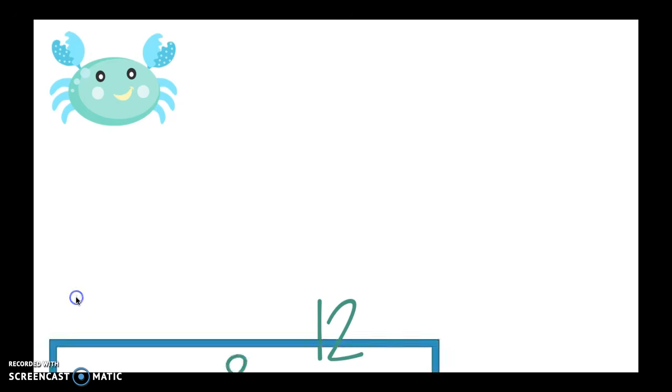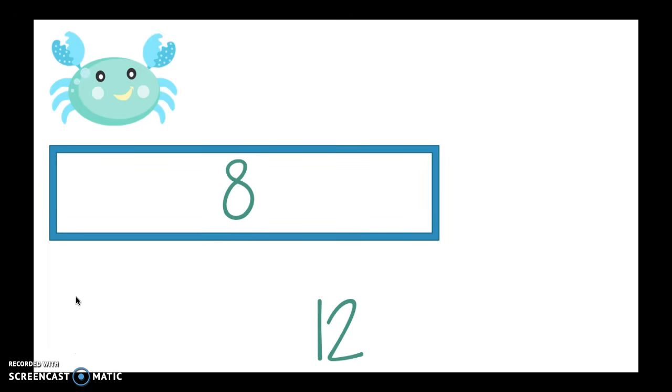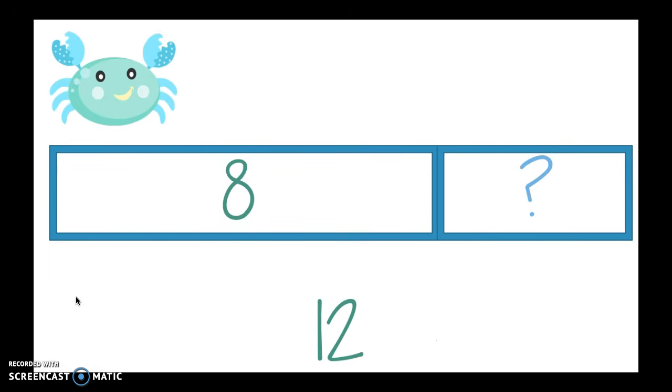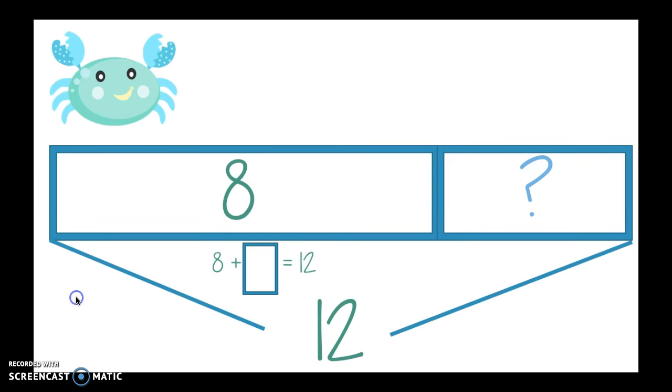So here's Krabby. Krabby needs to write 12 letters, and he already did 8. Do you see how I didn't write 8 little dots anymore, or 8 letters? I just drew the number 8. I know that 8 is worth 8, so that's just fine. I still don't know how many more he's going to need until he gets to 12. That's my unknown. But see how I built my beautiful tape diagram to keep me organized? All right, now I can just write my number sentence.